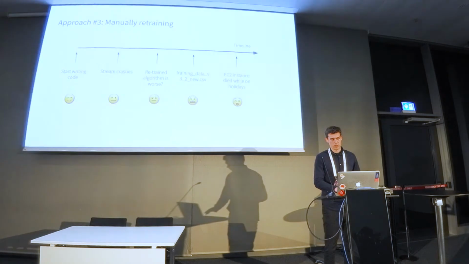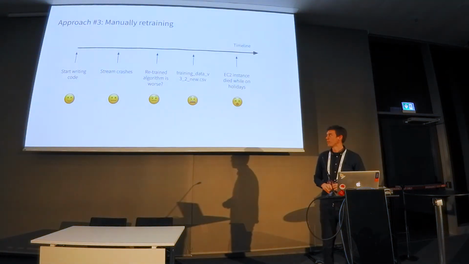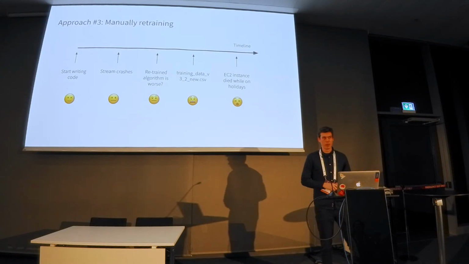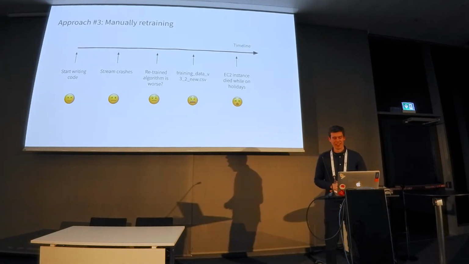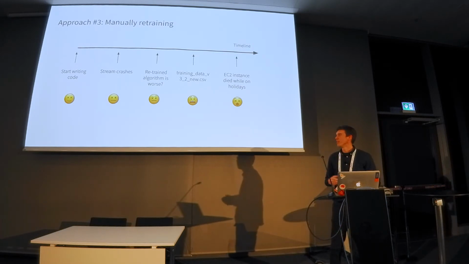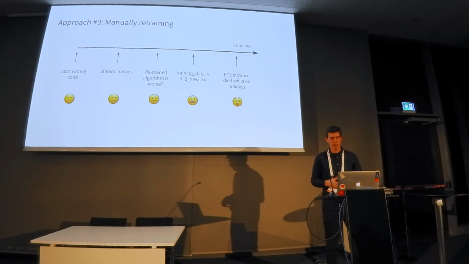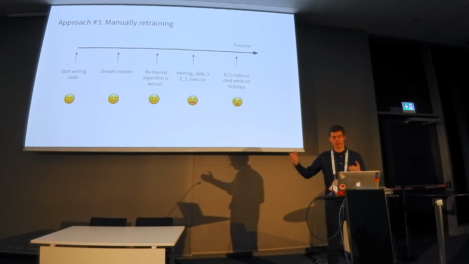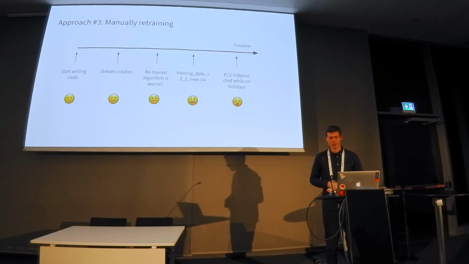And so you're like, okay, I'm going to start coding. I'm sure many of you who have worked with Twitter data have experienced this, including myself. 3 months in, or 3 weeks in probably, your stream crashes. You suddenly notice that your retrained algorithm is worse than before. You end up with many different training sets and test sets, you probably mess something up along the way, and you really need a vacation. And then, of course, when you're on vacation, it happens.